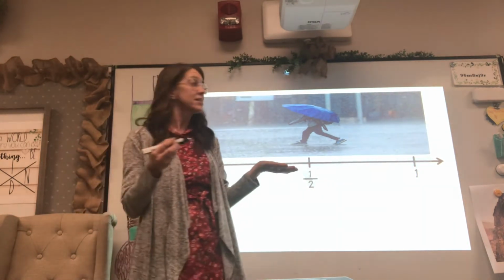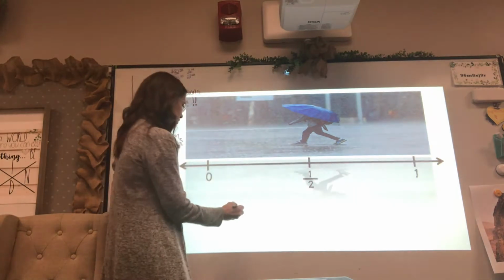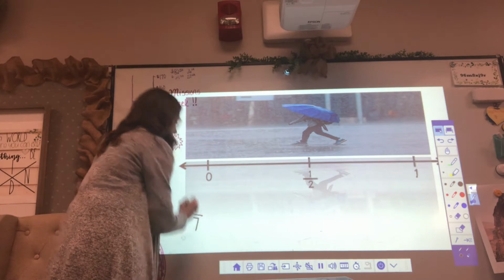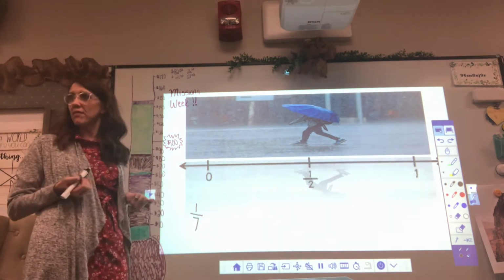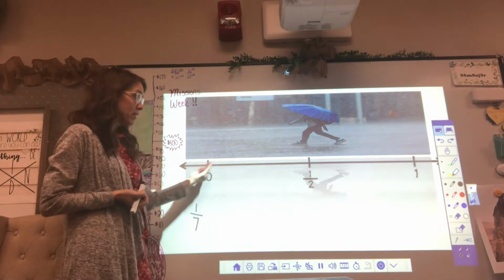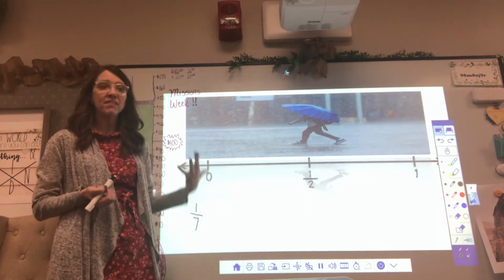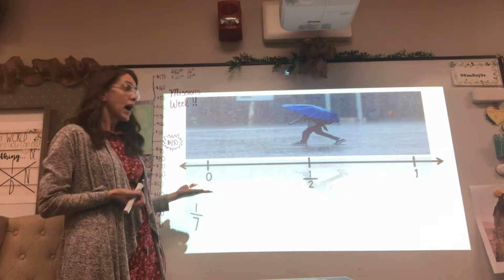So for instance, let's talk about this fraction right here. Let's take 1/7. We have 0, half, and a whole. About where do you think 1/7 is? It's 1 out of 7.